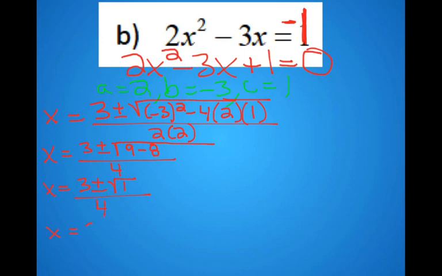Continue. We have 3 plus and minus 1 divided by 4. You can see our answers here are going to be 3 plus 1 over 4, and we have 3 minus 1 over 4. 3 plus 1 over 4 is 4 over 4, or 1, and 3 minus 1 is 2, so 2 over 4, or even better, 1/2. So it should be 1 and 1/2. Okay?